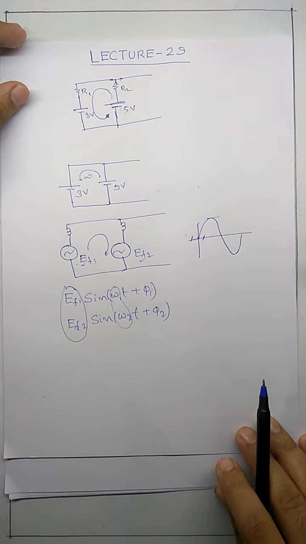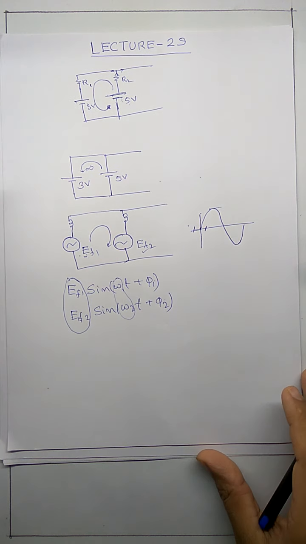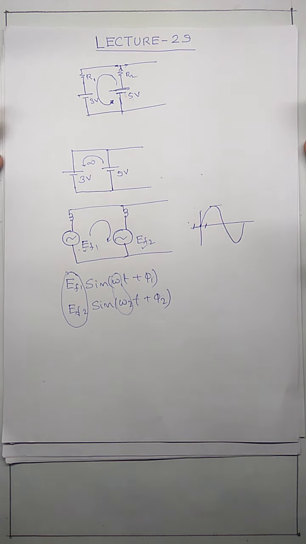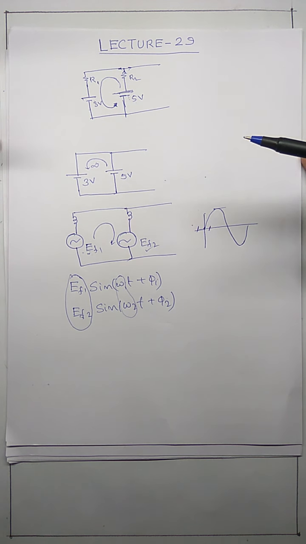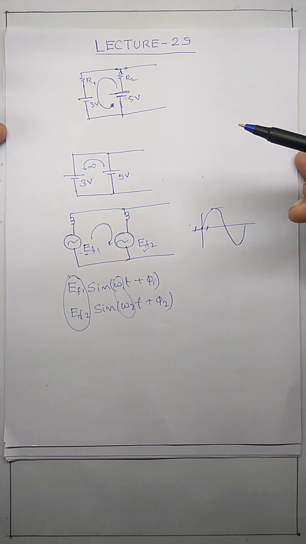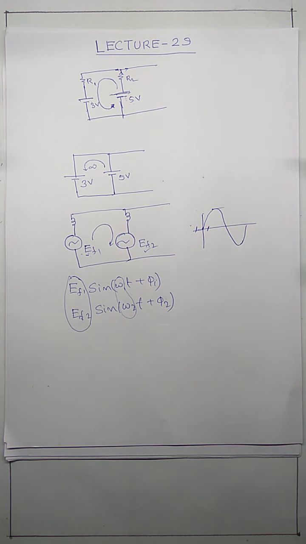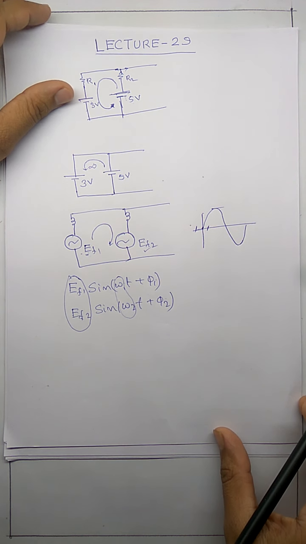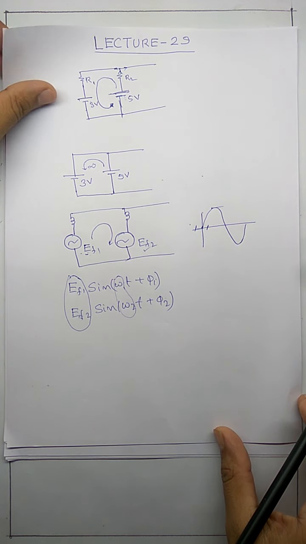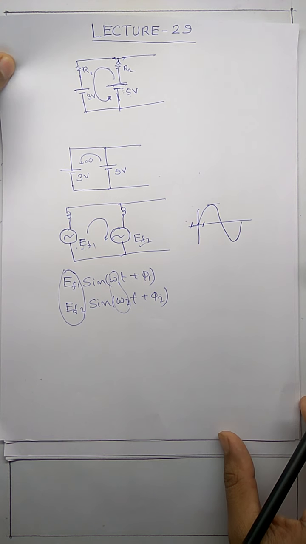So to connect two synchronous generators in parallel, we have to satisfy these three conditions. What are the conditions? The magnitude of the voltage should be the same, the frequency of the voltages should be the same, and the phase of the two voltages should be the same. Now let's look at the condition of connecting a synchronous generator to an infinite bus.